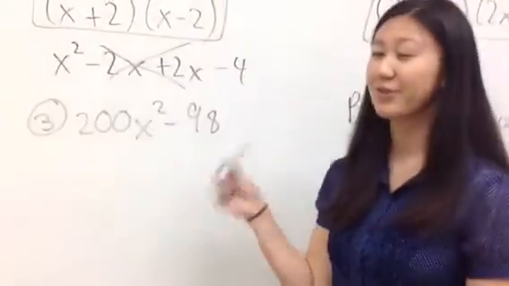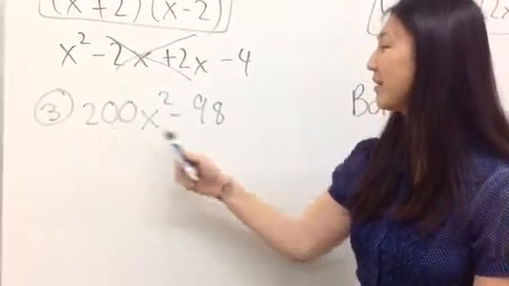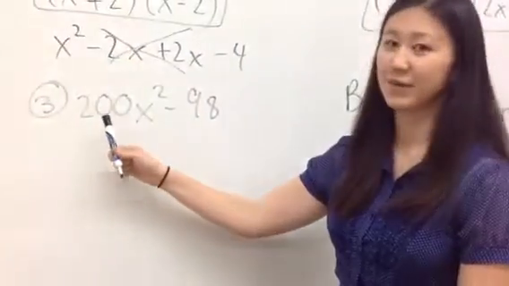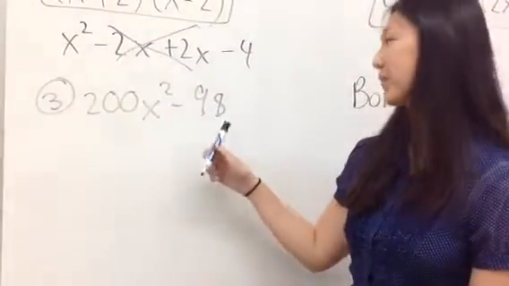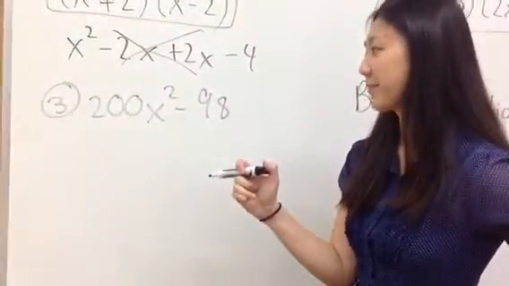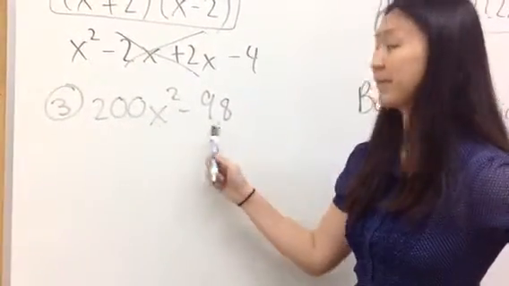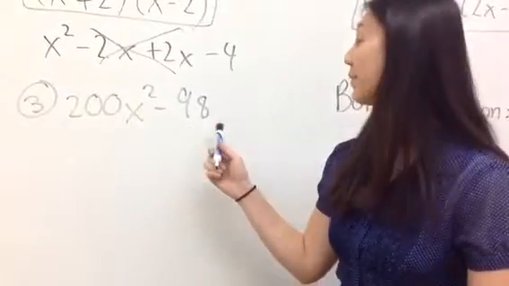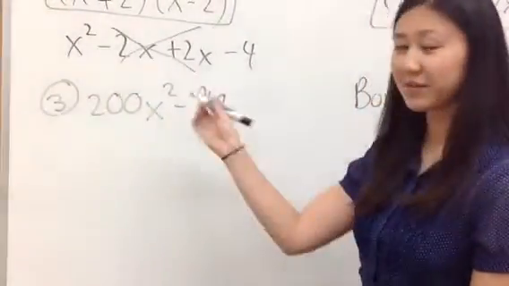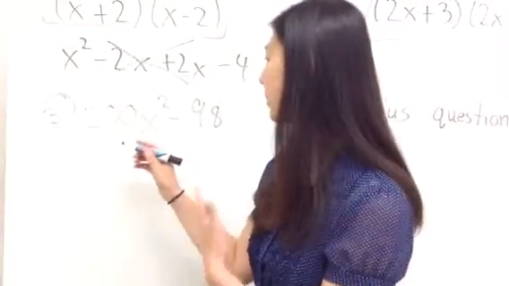This one's a little bit trickier because if you look at these, none of them are perfect squares. You can't take the square root of 200, and you can't take the square root of 98. So let's think about what we can do here. They both have something in common. They both have a 2 in common. So we're going to factor out the 2. We talked about factoring stuff out a couple of videos ago. So we're going to factor out a 2.